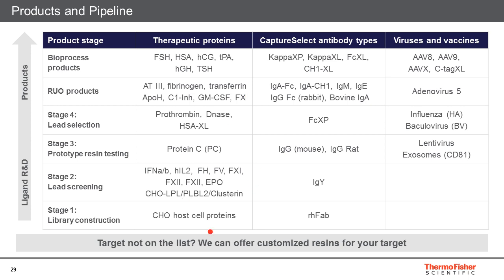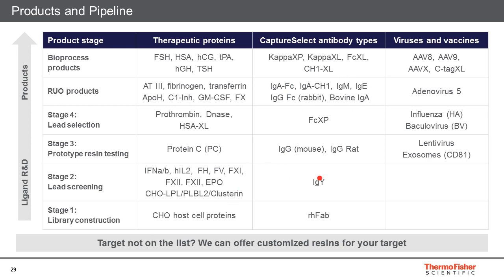So finally, we also have an active pipeline of new products we are developing. This is what we call our pipeline slide, which depicts everything we have in development, from therapeutic proteins up to different antibody formats and types, up to viruses and vaccines. So for example, over here you can see products like GM-CSF, blood clotting factors, but also host cell proteins we're working on.